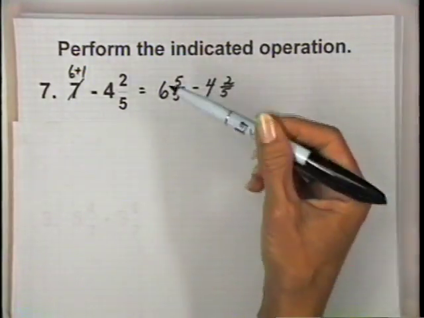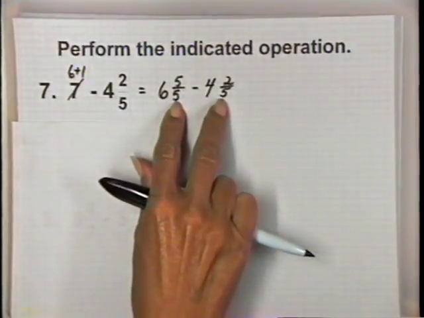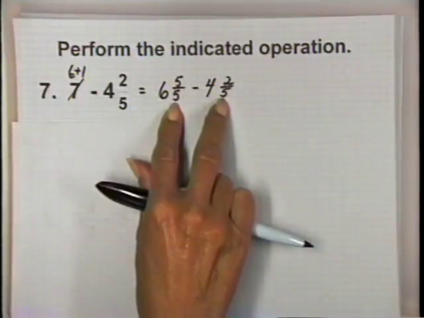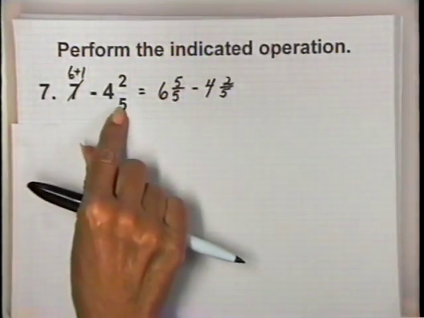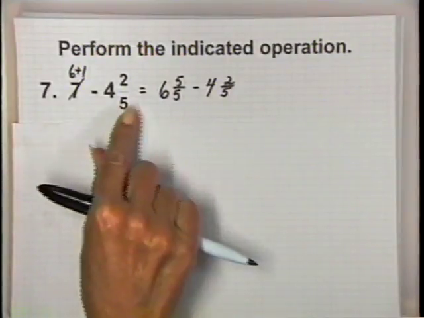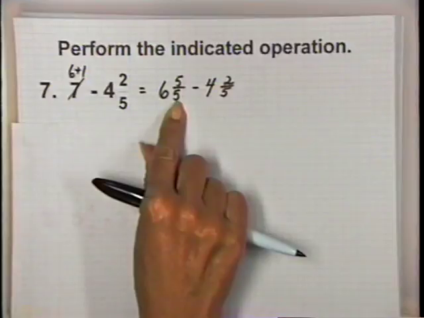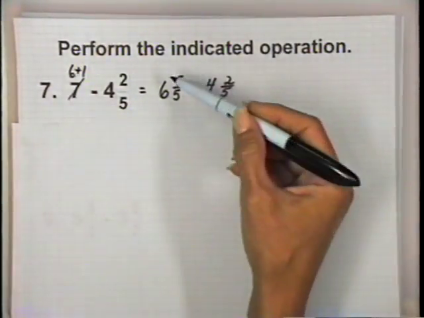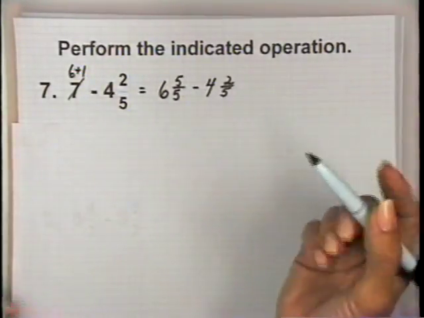And the reason I wrote my 1 as 5/5 was because I know that I want to subtract these fractions. And in order to subtract fractions, I have to have the same denominator. So I choose whatever the denominator is of this second fraction to be the denominator in the one that I borrowed. And I know that to write the one that I borrowed, I have to have the same numerator and denominator. So I'll write 5/5.